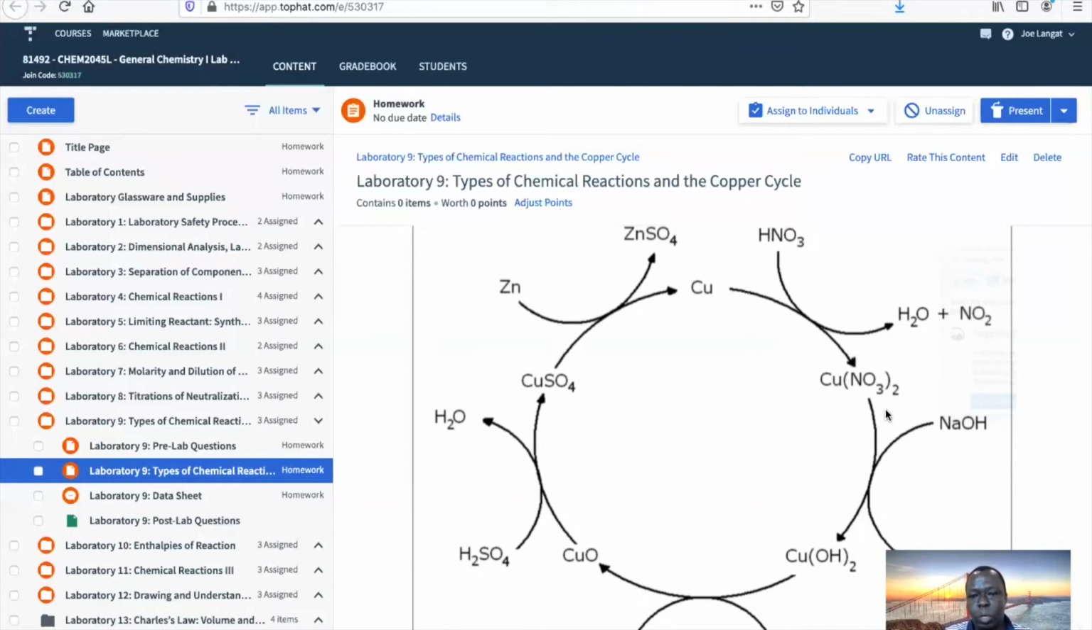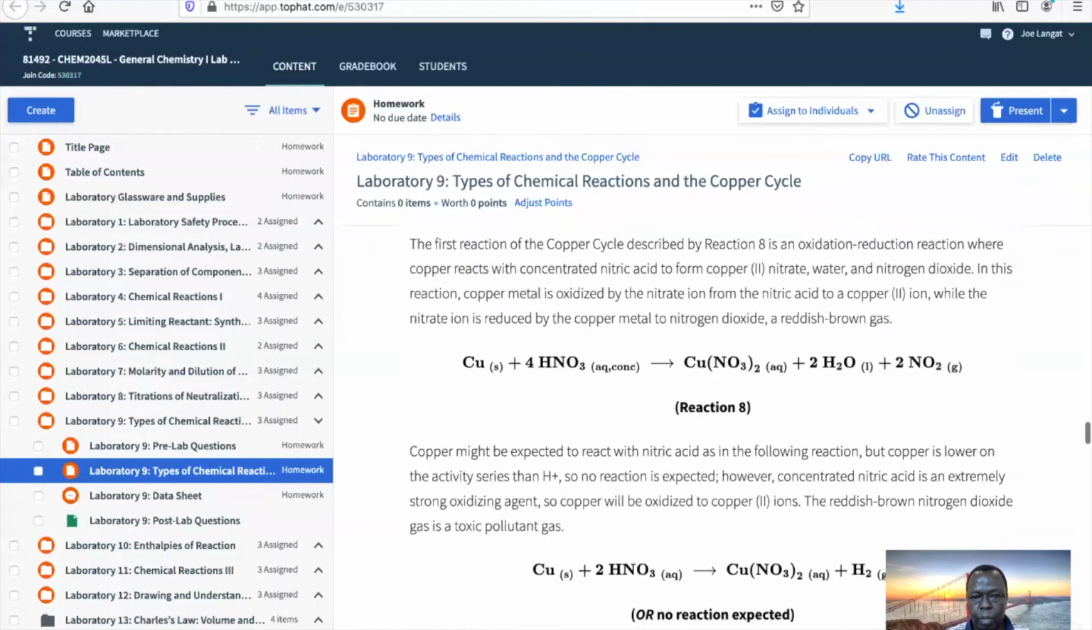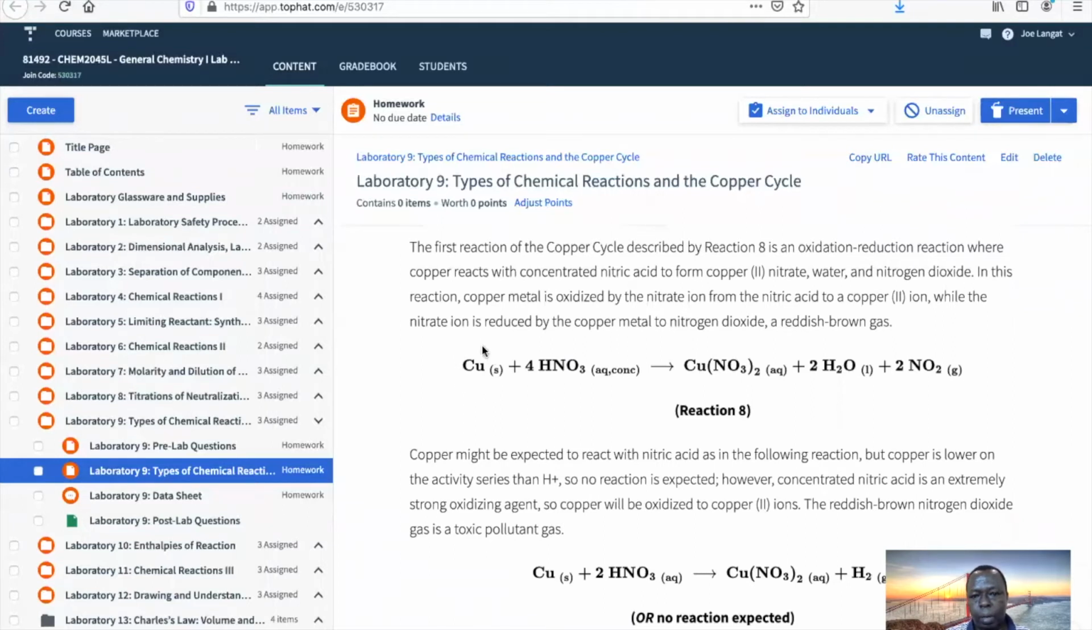So what I want you to do is look at equations 8, 9, 10, 11, 12, and 13. They will indicate the physical state in which copper is in as you proceed with the reaction if you have to come to lab. For example, here, when you react concentrated nitric acid with solid copper, the copper will be in aqueous form. So maybe I'll write down the note that after this reaction, the copper is in aqueous form.